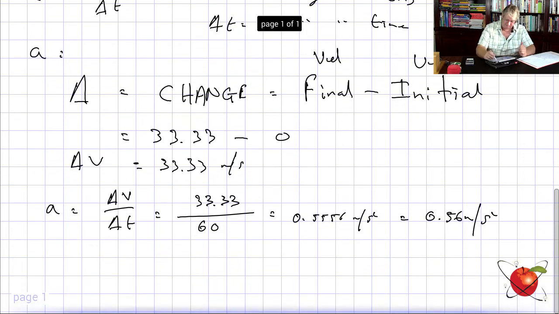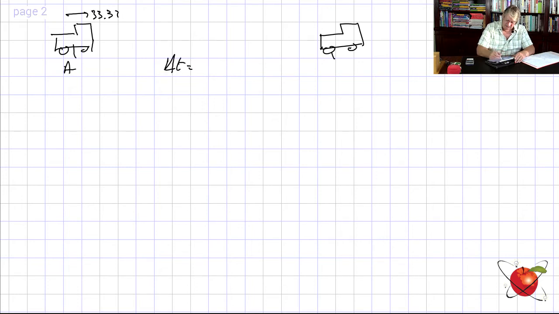Let's have a look at the next part of this problem. They tell us that the truck is going to be traveling at this speed for 1.5 hours in a straight line east. So what do we do? We draw our truck again, and it's got a velocity here of 33.33. It's going to travel for 1.5 hours. So delta t between the points A and B is equal to 1.5 hours.